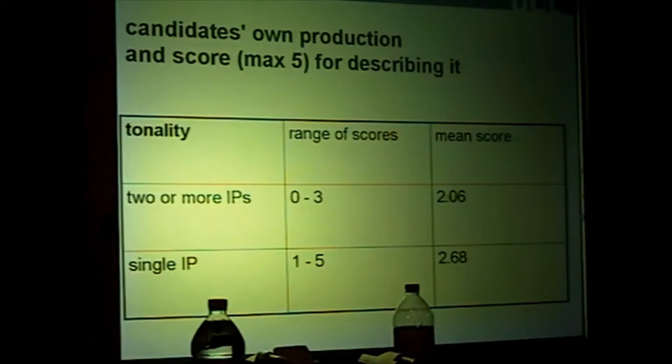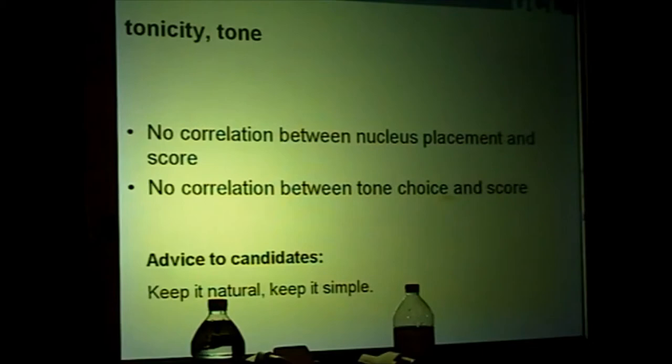If you have a single IP, there's a single nucleus with a single tone and a single head pattern and a single this and that around it. If you do it as 2 IPs, then you've got to double up on all of that. If you do 3 of them, you've got 3. And even if you get one right, you fail to do the others. On the other hand, there was no correlation between where they put the nucleus and their score, no correlation between the choice of tone and their score. So my advice to candidates out of all of this is to keep it natural and keep it simple.